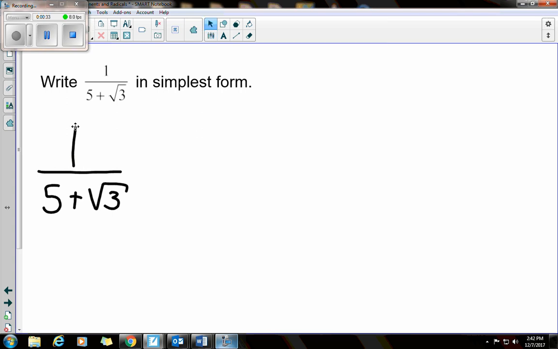Now, remember when I was talking about how you cannot have a root in the denominator. You cannot have that root down there. So this root 3, we've got to somehow get rid of it. Okay, but we can't just take the entire denominator and multiply by root 3, because when we multiply it to both pieces, that root 3 would still be here with the 5.